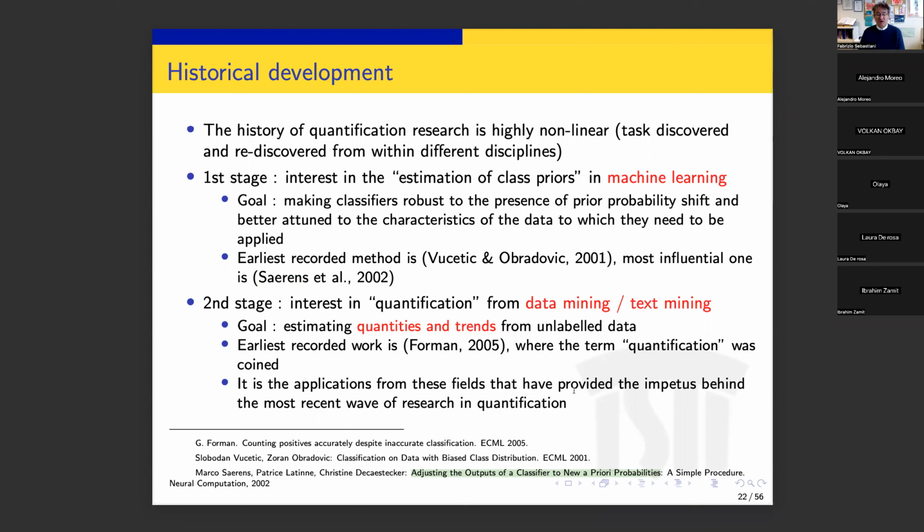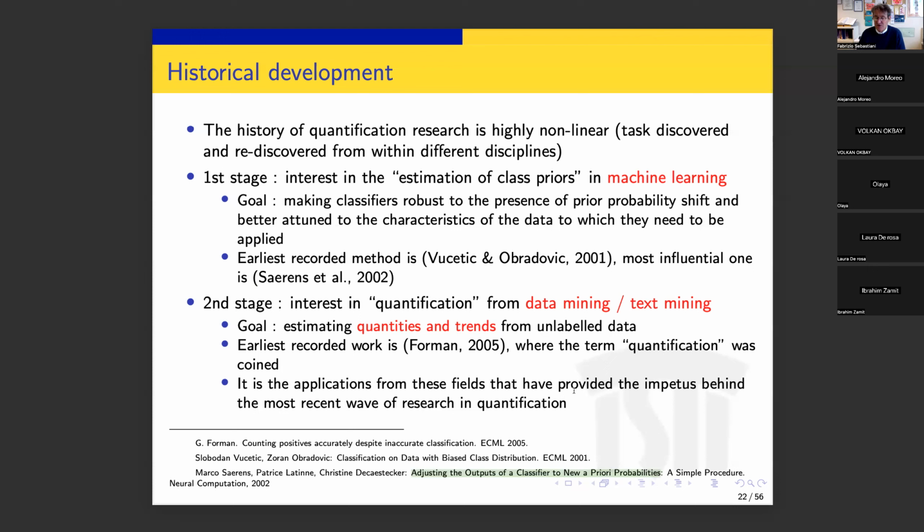So there is a second stage in the history of quantification research. It was interest in this task by data mining and text mining people. Here the goal was not improving a classifier, but estimating quantities and trends. Here you can see an important difference, okay? In data mining and text mining, class prevalence values have an independent interest, as when we want to establish the proportion of tweets that support a given political candidate. So there is independent interest in this. In machine learning, instead, in the previous phase, there was no independent interest in the class priors. The class priors were only interesting since they allowed to improve classifiers.